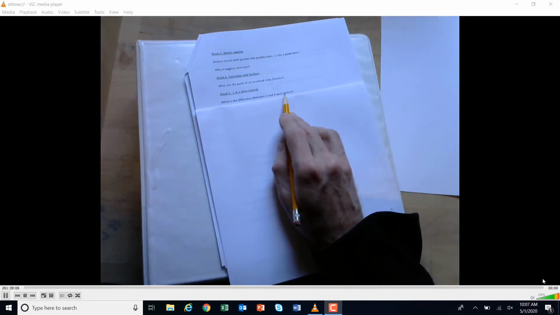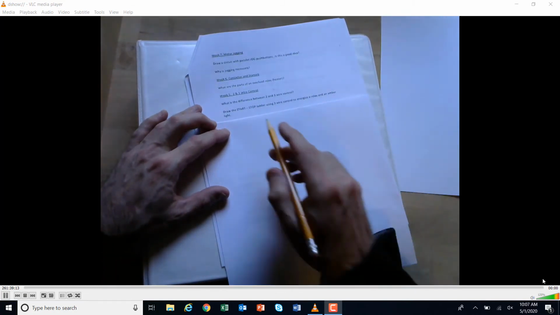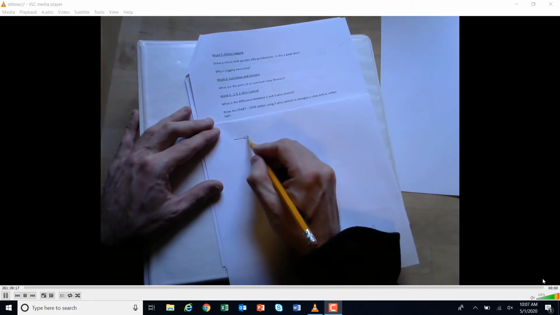So when I reset the circuit breaker, it doesn't reset there. Draw a start-stop ladder using 3 wire to energize a relay and amber light. I can do this. We've been doing this a lot even just now.